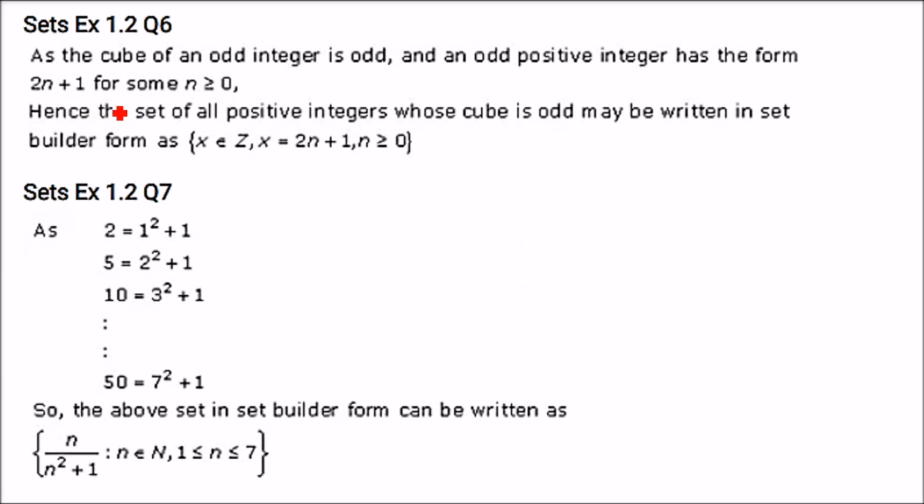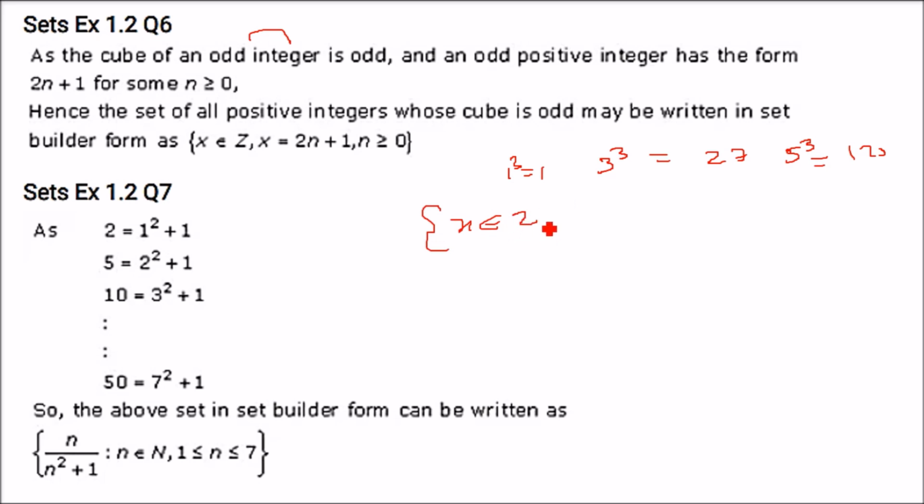The next question is, write the set of all positive integers whose cube is odd. So we know that the cube of an odd number is always odd. If you take 1 cube, it is 1 always. 3 cube is 3 times 3 is 9, 9 times 3 is 27. You can do it with 5 also. 5 cube: 5 times 5 is 25, 25 times 5 is 125. All these are odd.